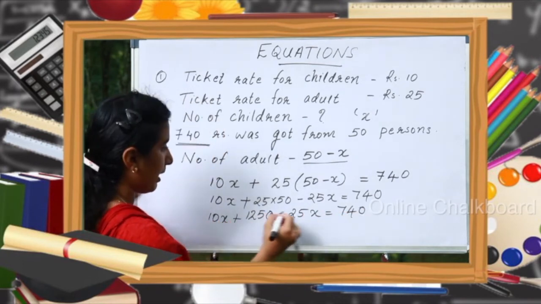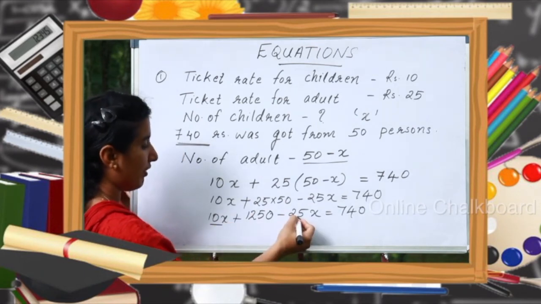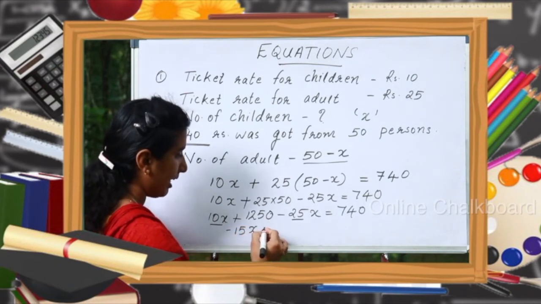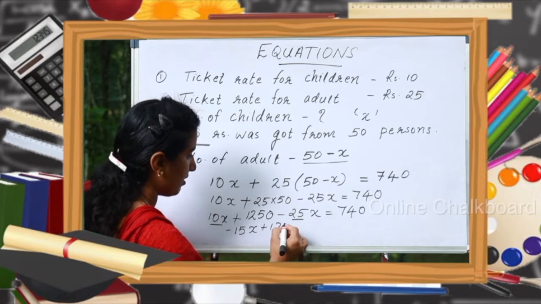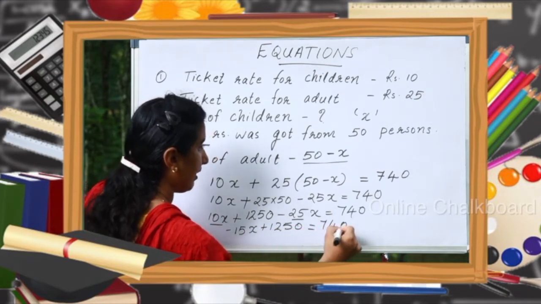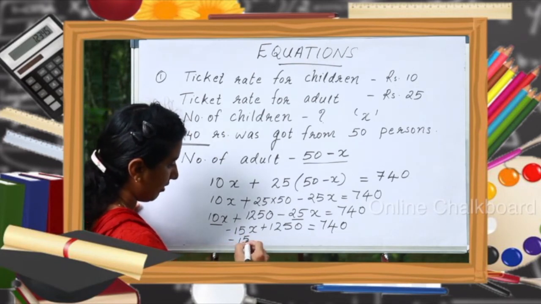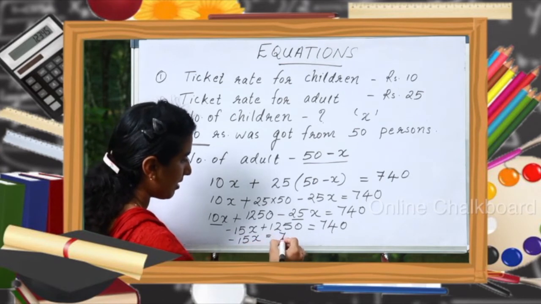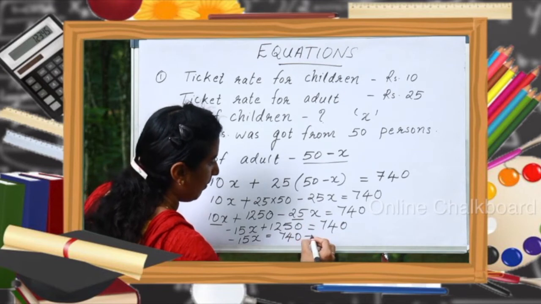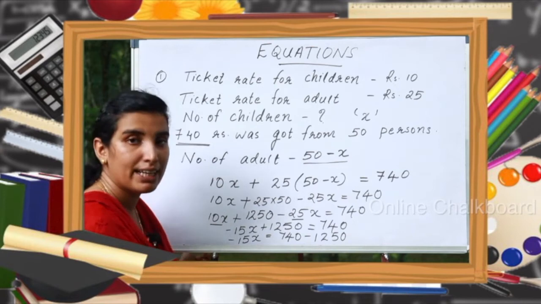Now 10x minus 25x, 10 minus 25, is minus 15x, plus 1250 is equal to 740. Now let us take the minus 15x alone on the left side. So minus 15x is equal to 740, and the plus 1250 on moving to the right side becomes minus 1250. Okay, this is clear.